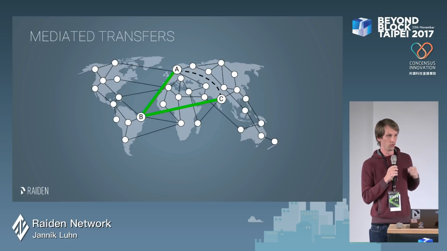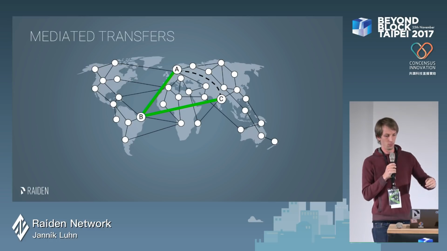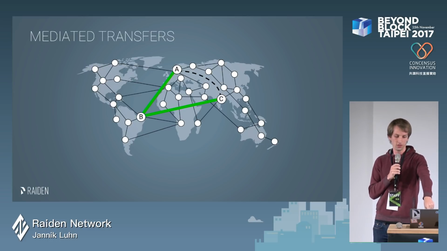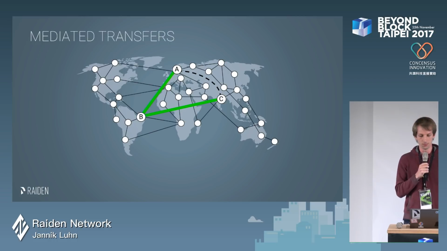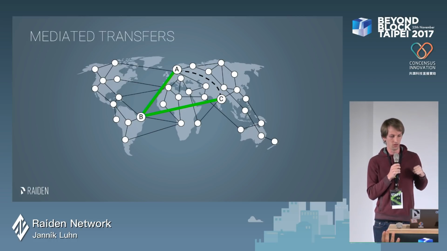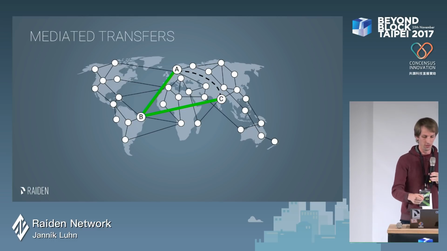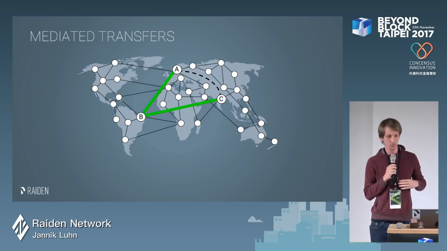So what they can do is a so-called mediated transfer. They know that Bob is connected to Alice and Bob is connected to Charlie, and using mediated transfers, they can route their payment via Bob to Charlie. And this is an important property: this is secure. Bob does not have the ability to steal the tokens on their way. So how does Alice know that Bob is connected to Charlie? Yeah, that's a problem. There needs to be some routing mechanism there.